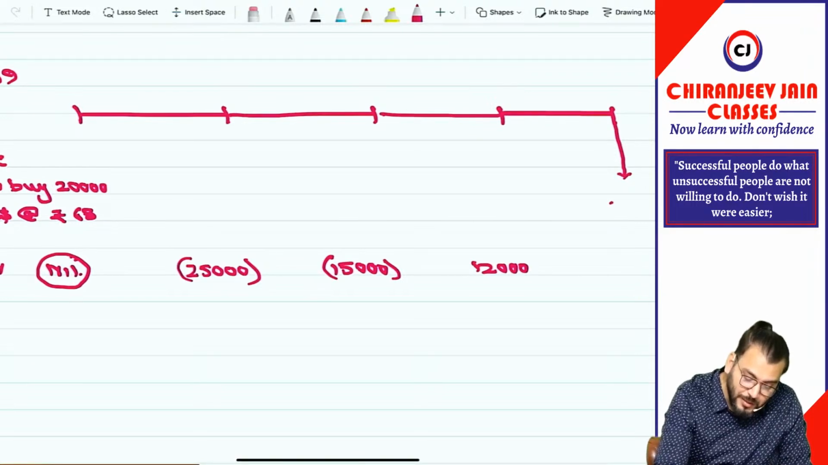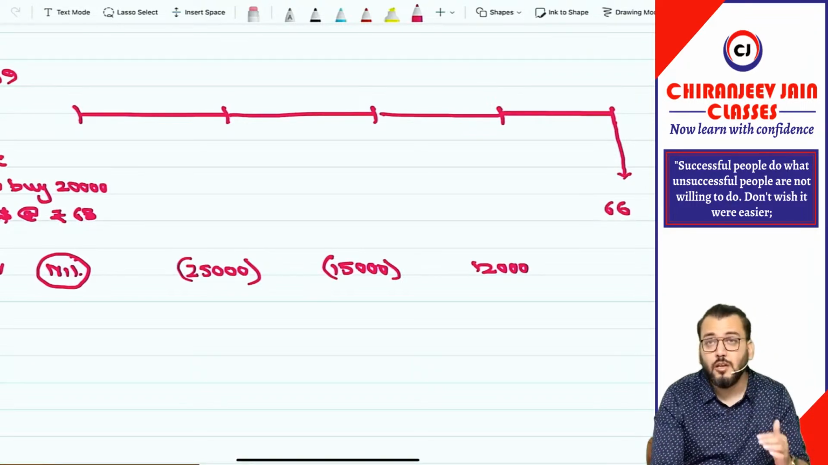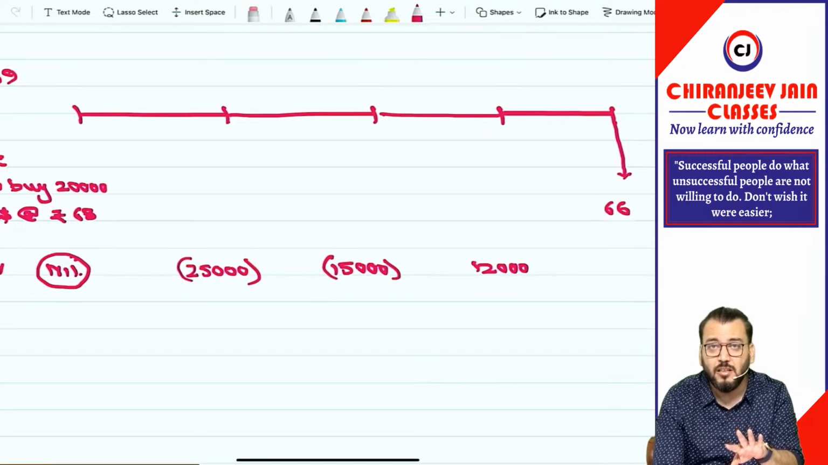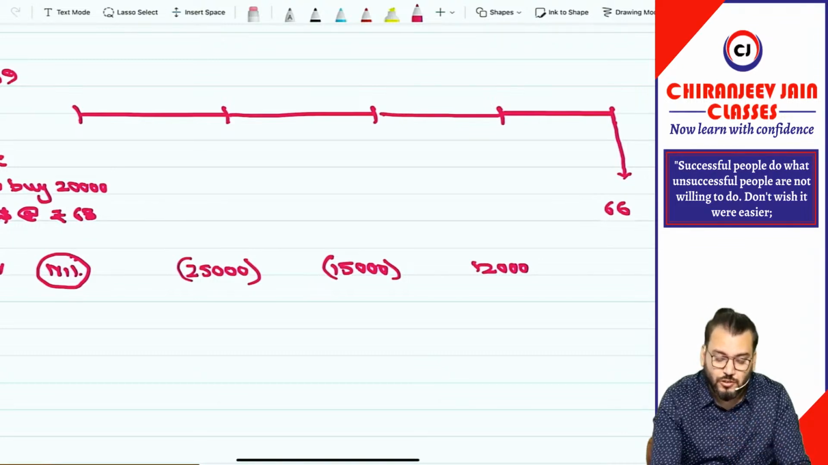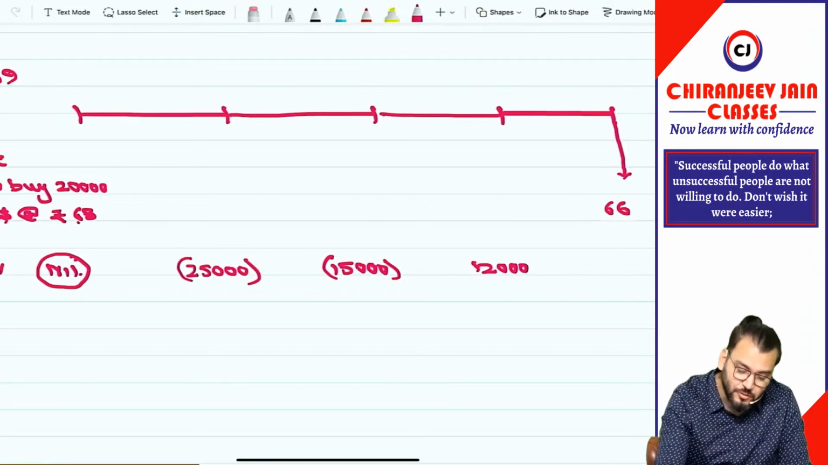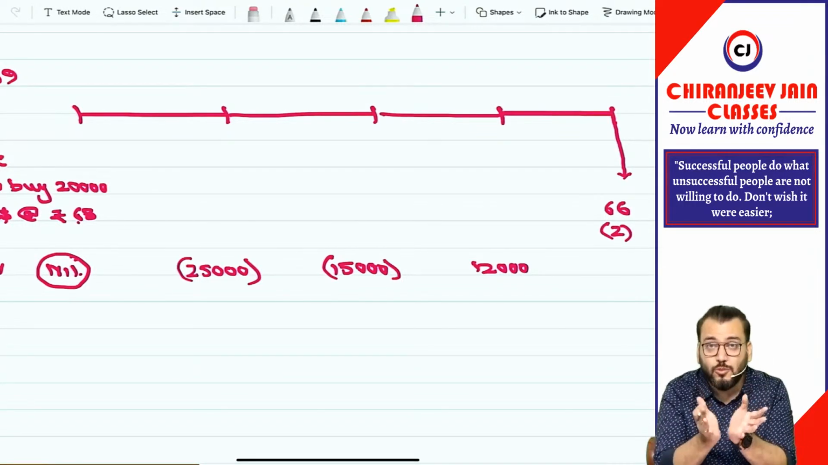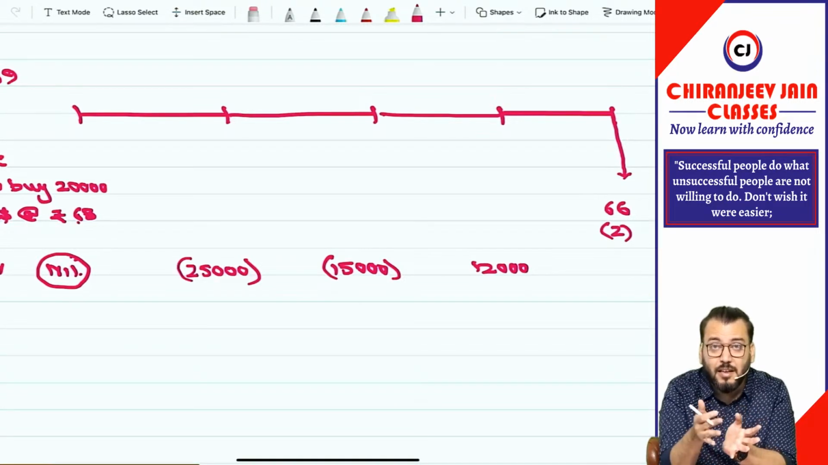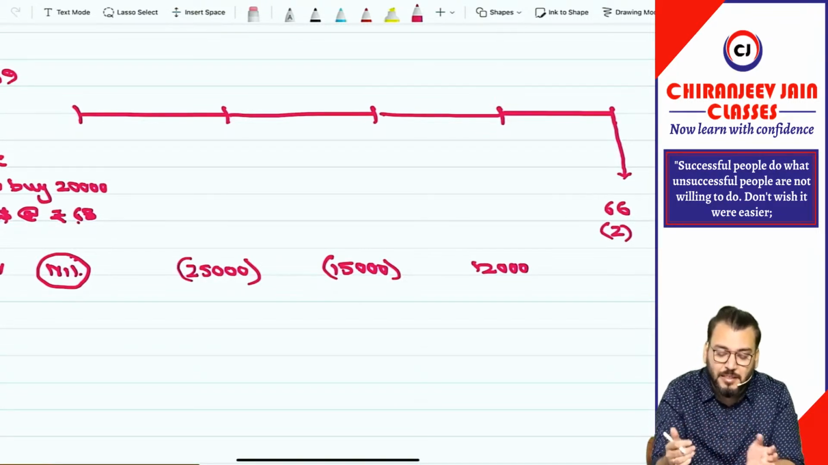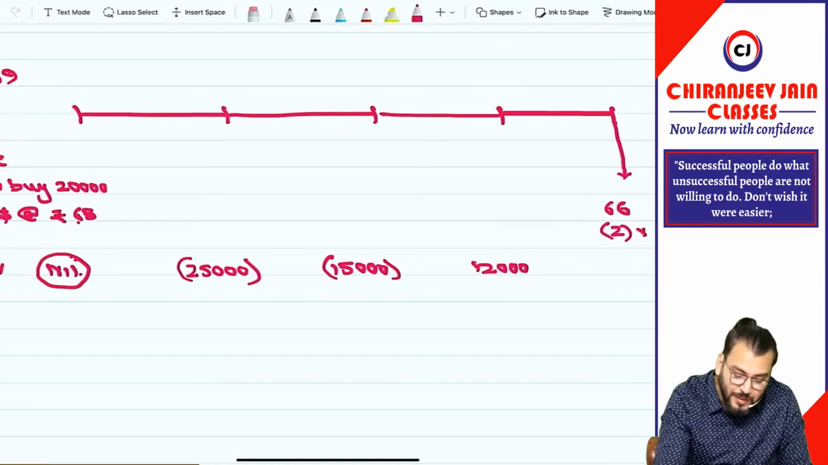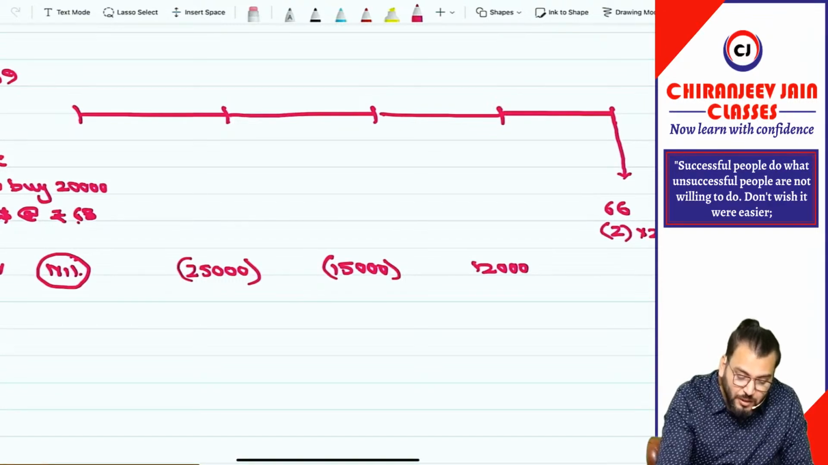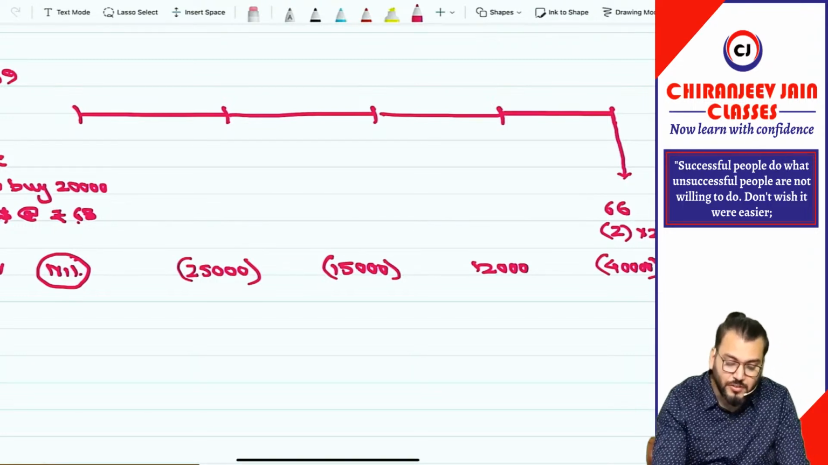the spot rate becomes 66. Correct. Now you have entered into a contract to buy at 68, but the spot rate is 66, meaning it is an unfavorable situation. So you can see 68 minus 66. So there is a what? Loss of 2. So overall there is a loss of 2. It means the fair value of the contract on the settlement date is negative 2 into 20,000. Means the fair value becomes negative 40,000 on this date.